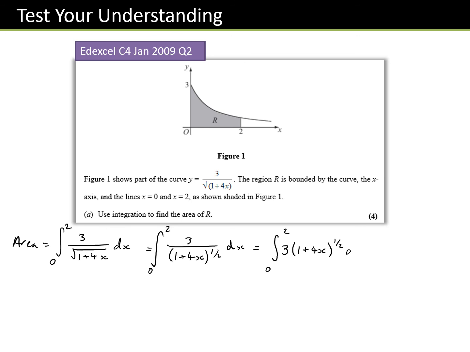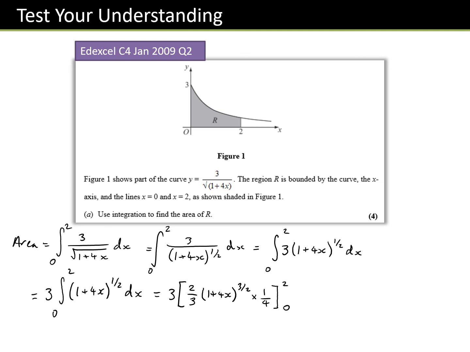So, now we've got that. This 3, I like to bring them out, as I've said many, many times. And now that is just reverse chain rule again, isn't it? You can increase the power by 1, divide by the new power. So increase the power by 1, you get 3 over 2. Divide by 3 over 2, you get 2/3. So 1 plus 4x, and we've said that the power was 3 over 2. But because the inside isn't just x, we need to divide by its differential. So divide it by 4.